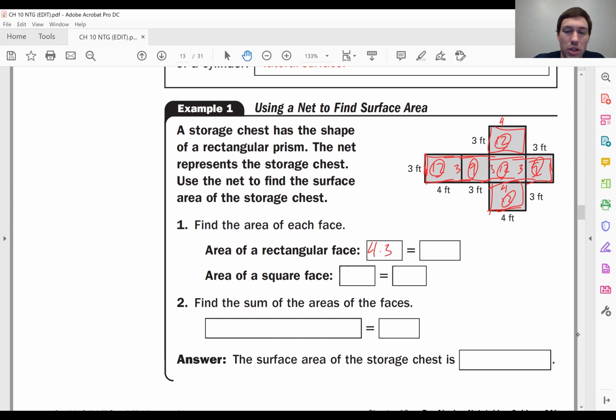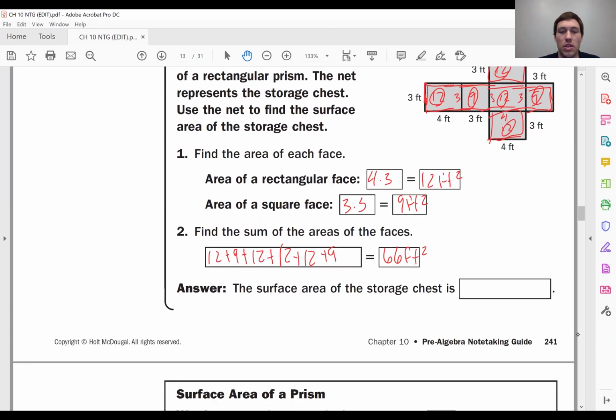Remember, that's just 4 times 3, so that was 12 feet squared. And then for the other ones, it was 3 times 3, which was 9 feet squared. So when we add these all up, it was 12 plus 9 plus 12 plus 12 plus 12 plus 9, which again, as we already said, is 66 feet squared. So the surface area of the storage chest was 66 square feet.